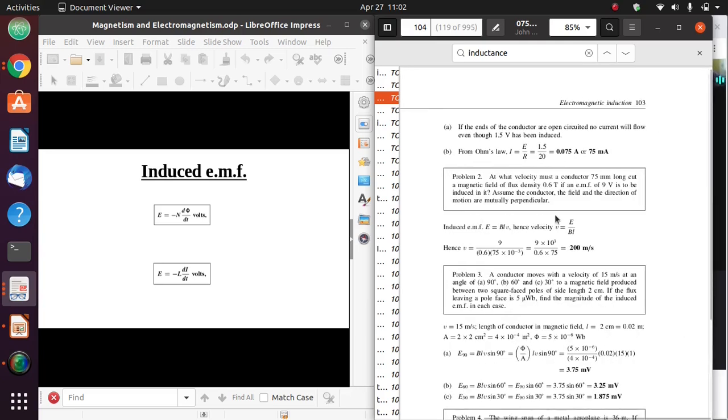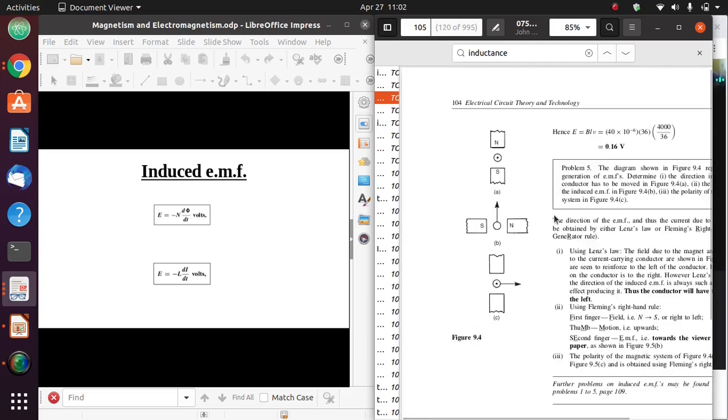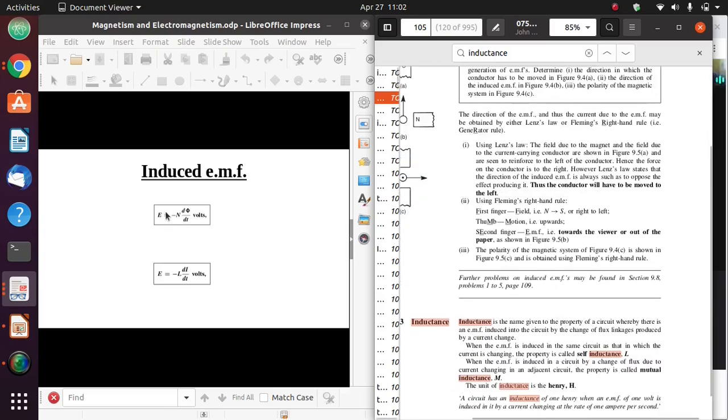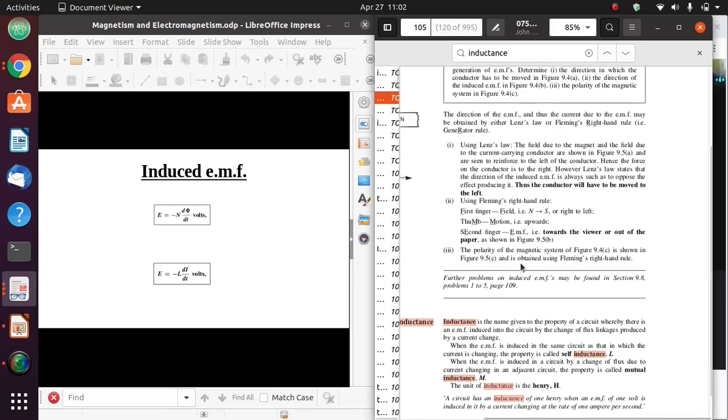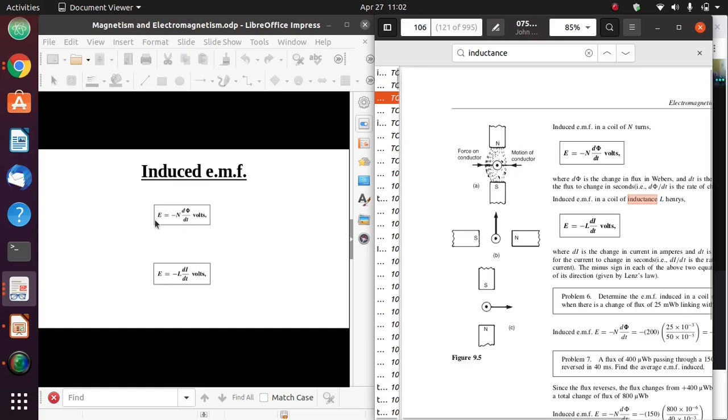So if you're given a coil and you have been given the number of turns, then the EMF induced in that coil will be given by negative N times the change in flux. The negative here implies the EMF produced is in the opposite direction, it is opposing the change causing that EMF. So the negative just indicates that the EMF produced is opposing.